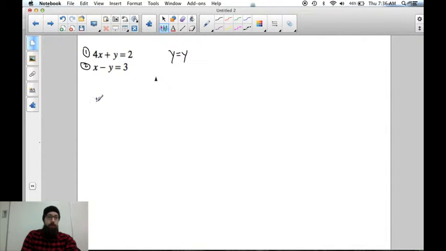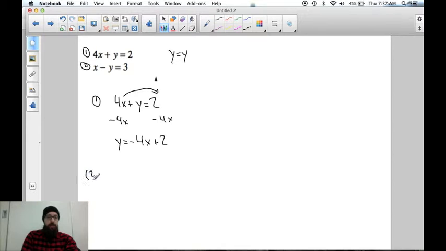So if we look at equation 1, I have 4x plus y equals 2. Now I need this to look like y equals ax plus b. So to do that, I need to bring this 4x over to the other side. How do we do that? Well, if this is positive 4x, we're going to subtract 4x. So now this equation is y equals negative 4x plus 2. That's it. This one is now in y equals ax plus b form, or in slope-intercept form.